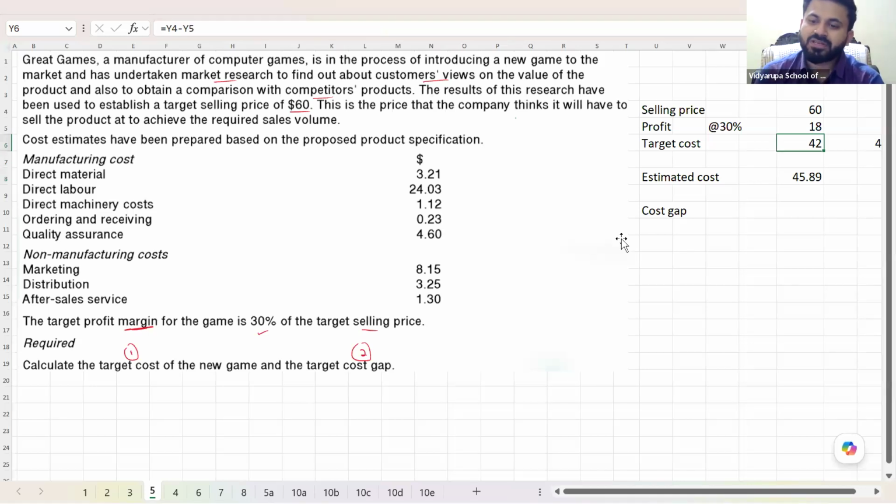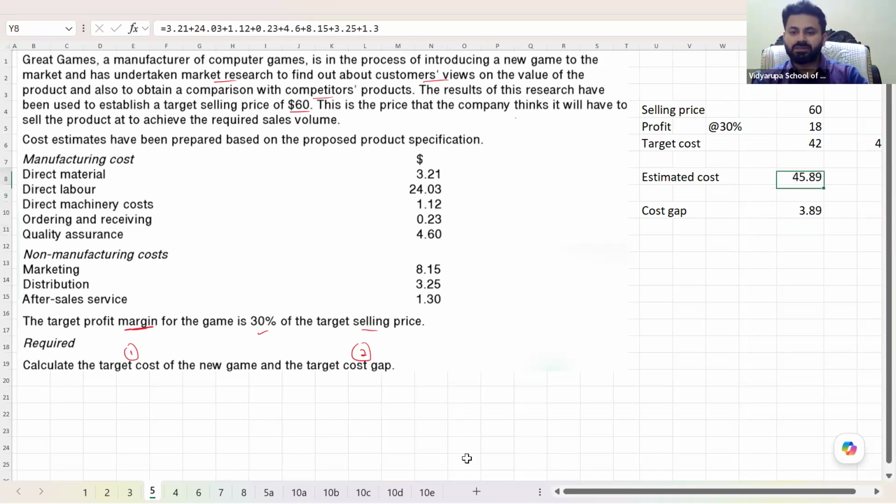Our target is to produce it at 42. So what is the gap? What is the difference? 45.89 minus 42 is 3.89. Majority of you had answered this correctly. The two answers: number one, 42; number two, 3.89. Few got the answers wrong here and there, but I hope it's sorted. I hope the logic is clear to one and all by now.